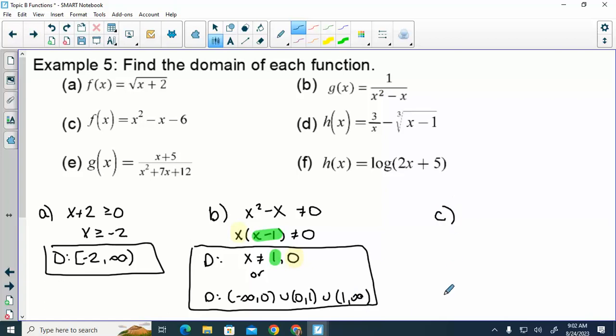Okay. C. Do I have a fraction? No. Do I have a square root? Do I have a log? No. So what's my domain? If it doesn't have anything that violates a rule, it could be anything.